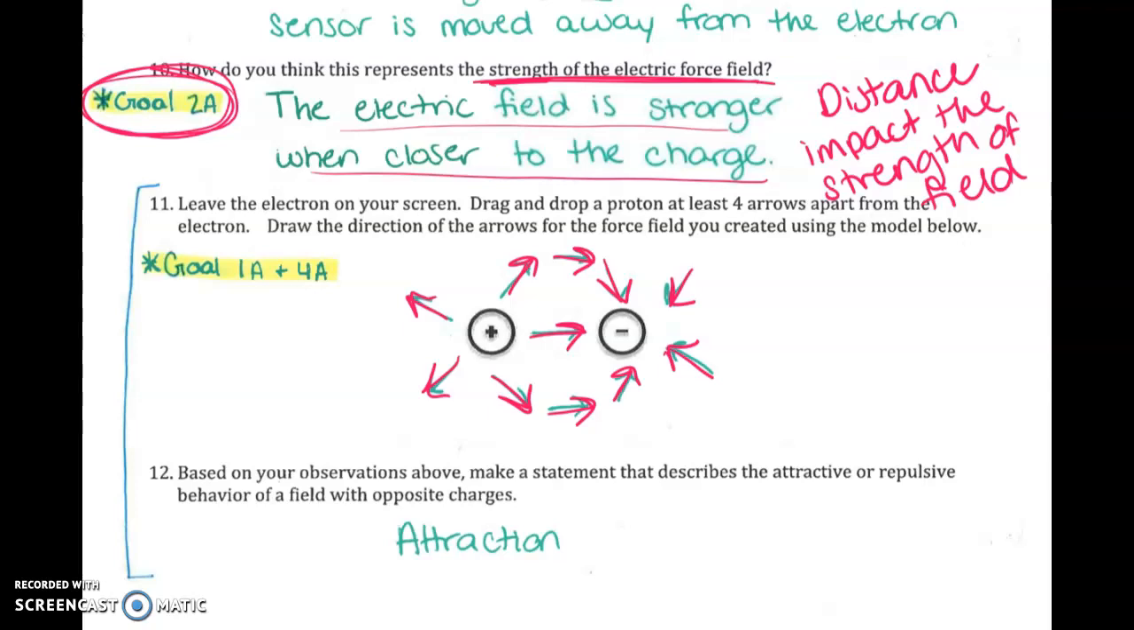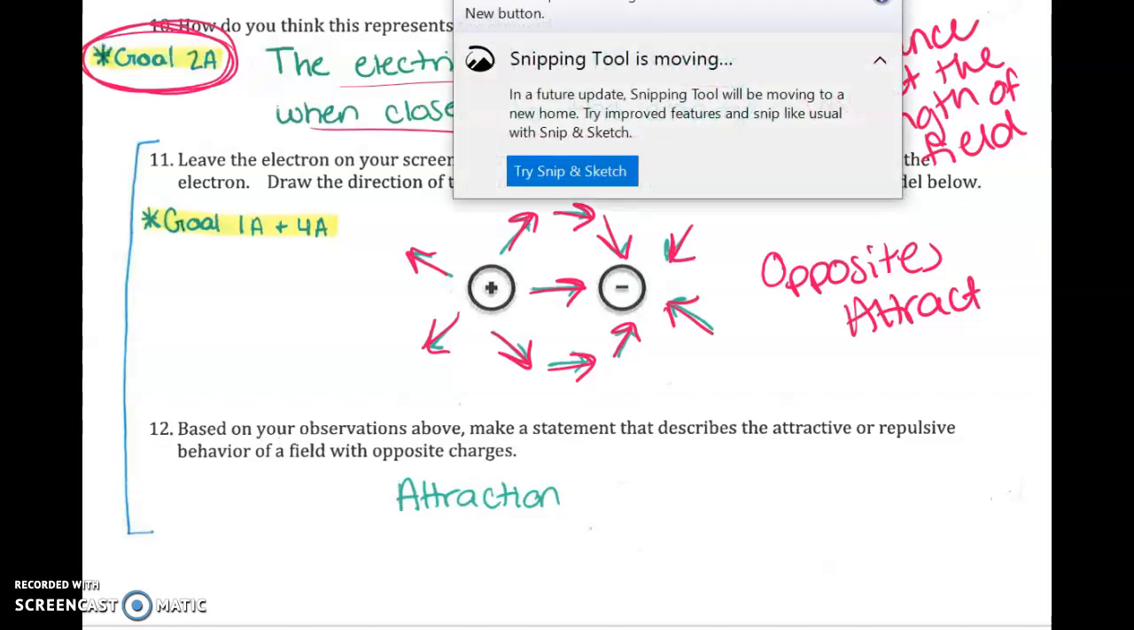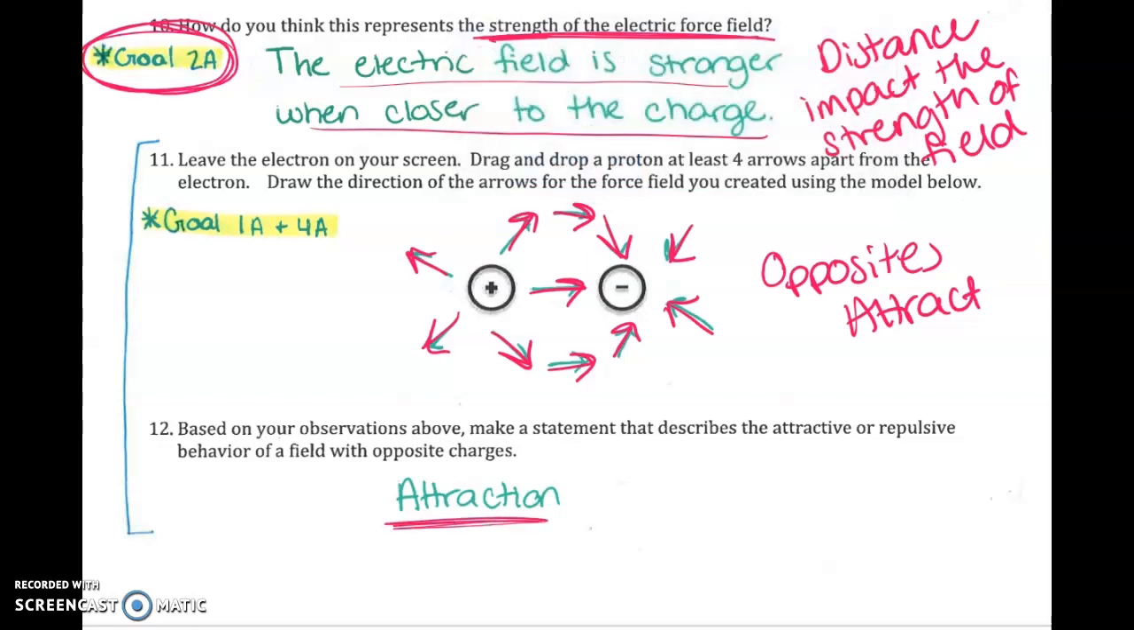So you have this outward force of the positive proton, and it's going to be attracted to this inward force of the negative electron. So, opposites attract. It's kind of like that old saying. Sadly, as cheesy as it is, that is the truth when it comes to electric fields. So what force do we observe? We observe attraction.